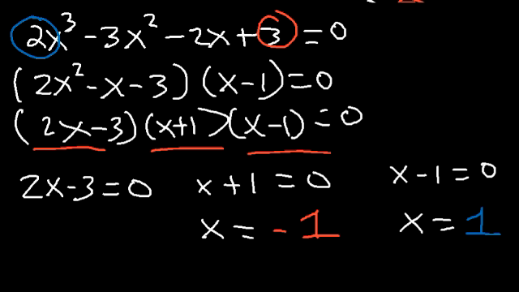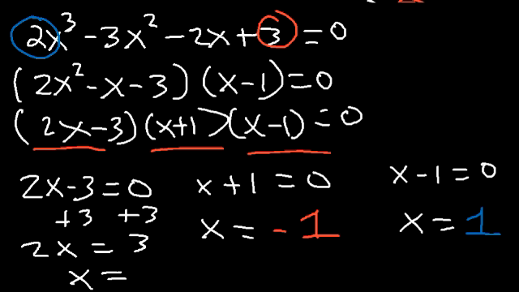That's the second 0. And for the last one, let's add 3 to both sides. So 2x is equal to 3. And then let's divide both sides by 2. So x is equal to 3/2.